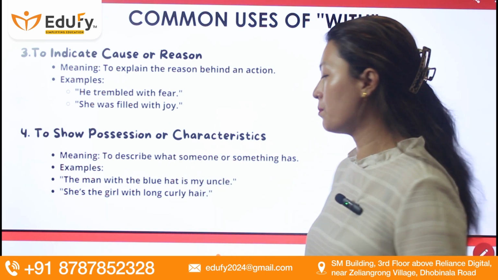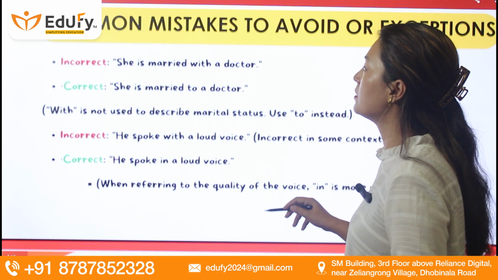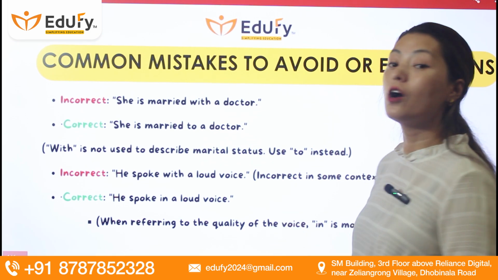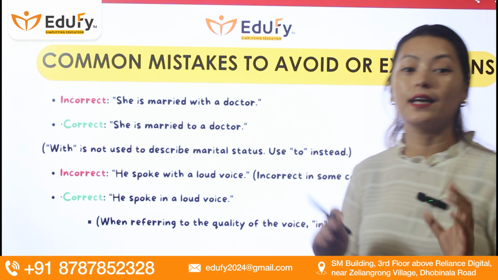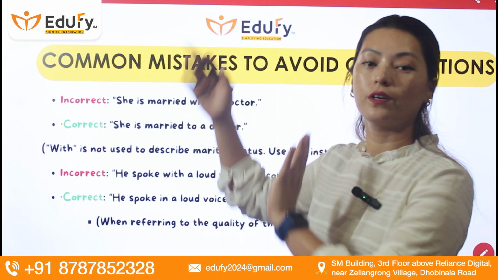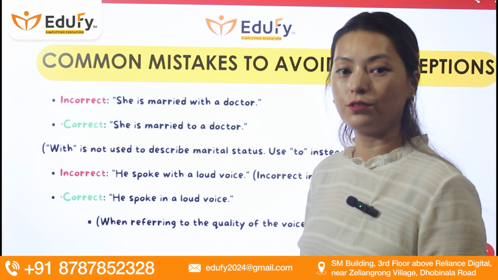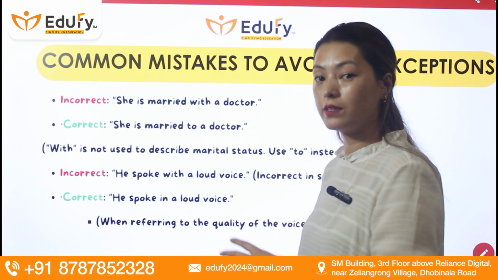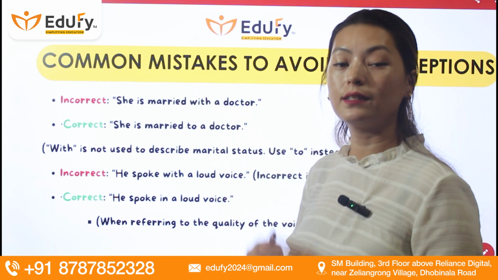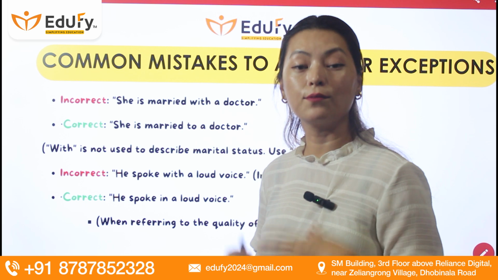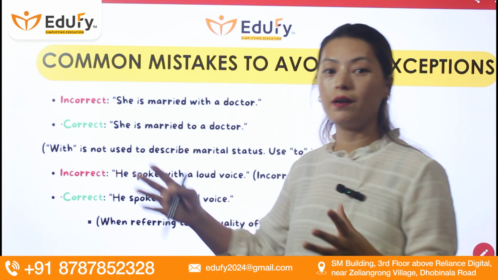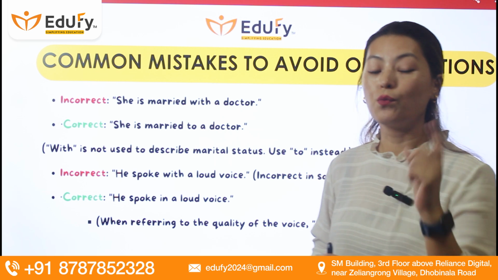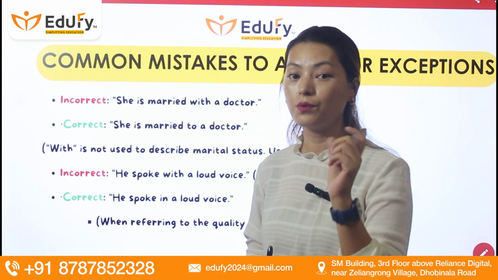With all these points in mind, when we look into the next topic, and that is the common mistakes to avoid, that is exceptions, the rules we have understood, the concepts we've understood. And now further on, when we look into it, we will also see that there are exceptions to those rules. And what are those exceptions? Whenever we write about married or marital status, we do not use the preposition with.